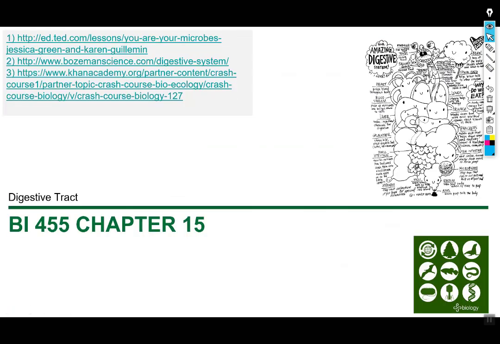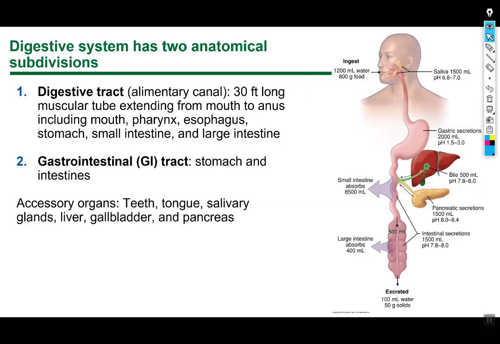Okay, so the digestive tract. We're moving on to chapter 15. And if you need a crash course in any of that, the links at the top left are useful to you, but I, of course, am not going to click them here. So with regard to anatomy, the digestive system has two anatomical subdivisions, and these are the digestive tract, also called the alimentary canal, because aliment is food.